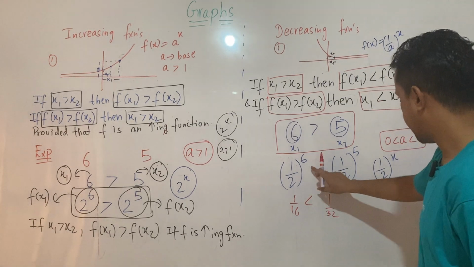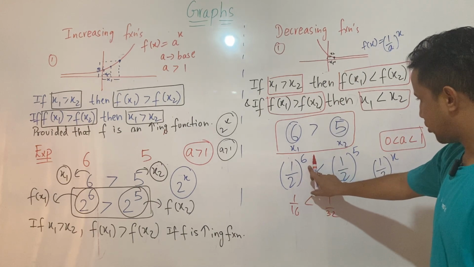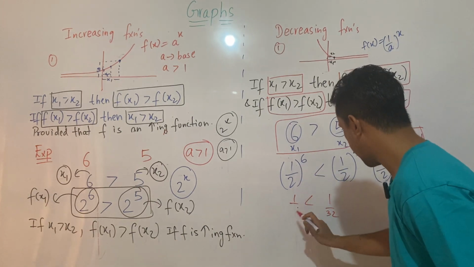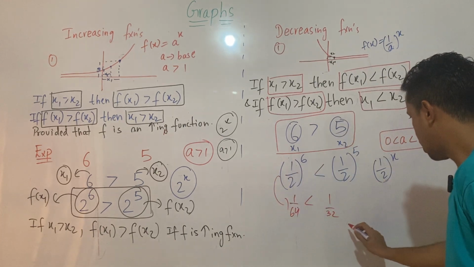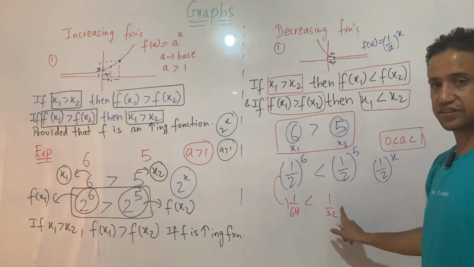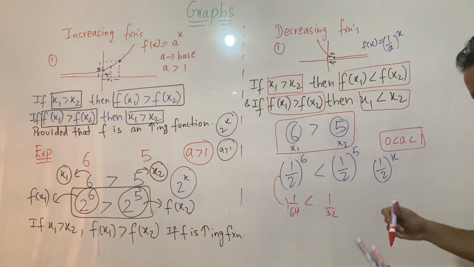Sorry, this is 1 by 2, 4, 16, 32, 64. 1 by 64. Okay, this is 1 by 64. So 1 by 30, yes, this is less than 1 by 32. So this means that, what does it mean?